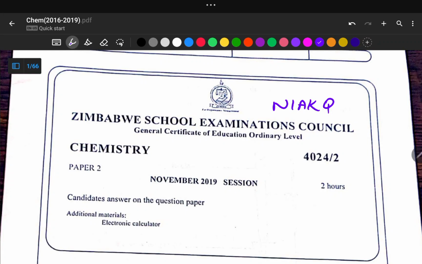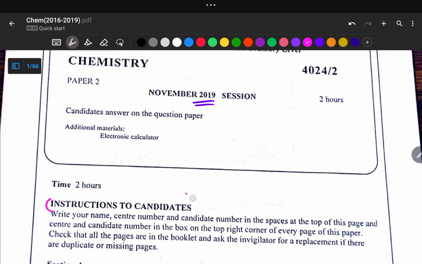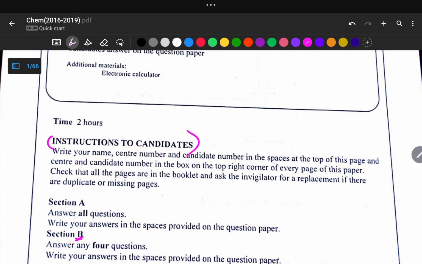So today we are simply going to have the discussion of the November 2019 chemistry paper from the Zimsec exam board. We did section A, and today we are mainly focusing on section B. If you're doing Zimsec, you need to take note of these instructions. Candidates are required to answer all the questions in section A, and for section B, only any 4 questions.